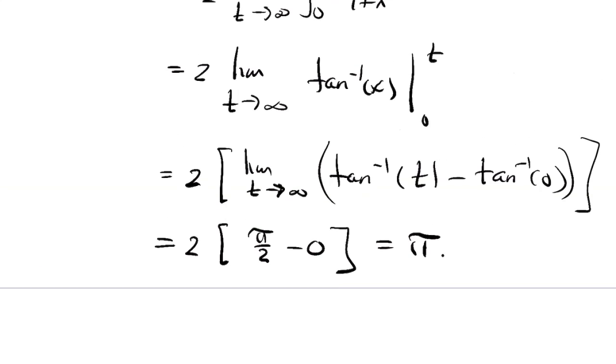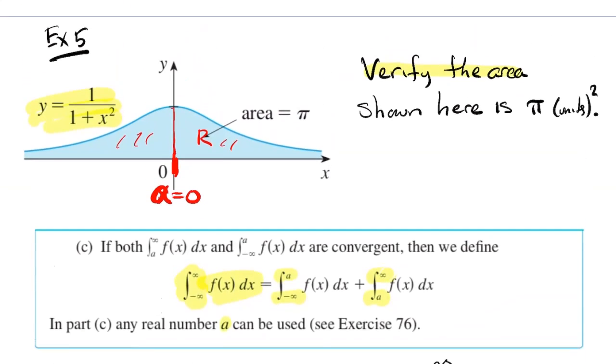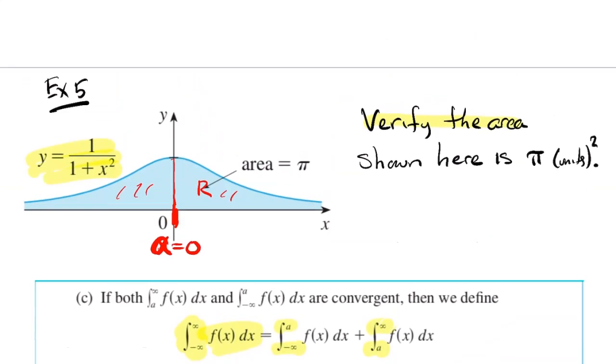So there you go. You can stop this and look at all the details you want, but we were trying to show that the area of this shaded region was pi, and that's exactly what we've done.